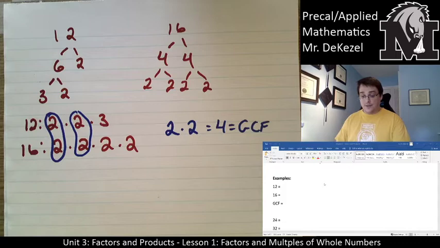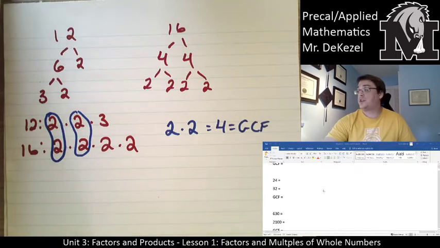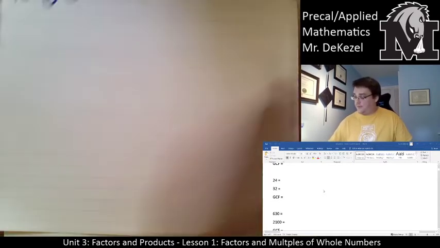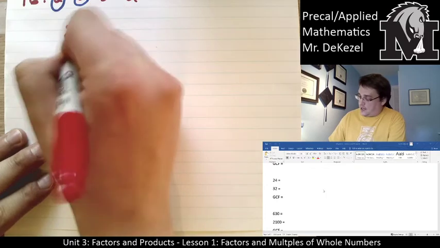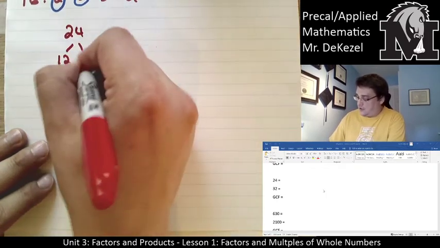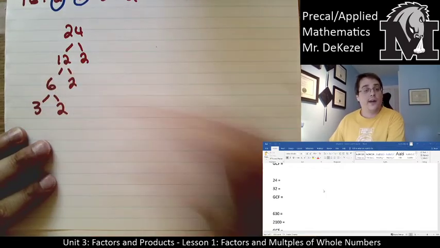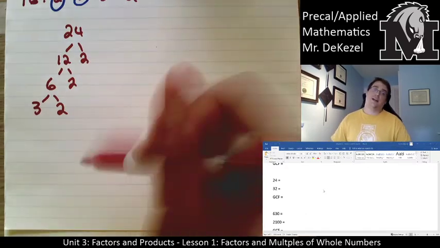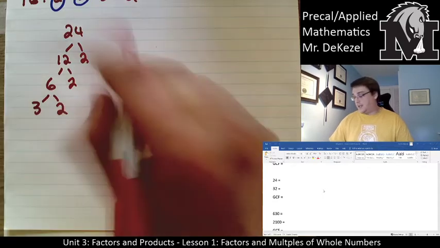We can do the same thing, I think, for the next set, which is 24 and 32, which I just showed you we could do by a list. But a more reliable method is with a factor tree. So let's do it. We take 24 and we'll break it down into 12 and 2, 6 and 2, 3 and 2. So I'm just taking the number and dividing it by 2 until I get to a number that I can't do that to anymore to get its prime factor tree.